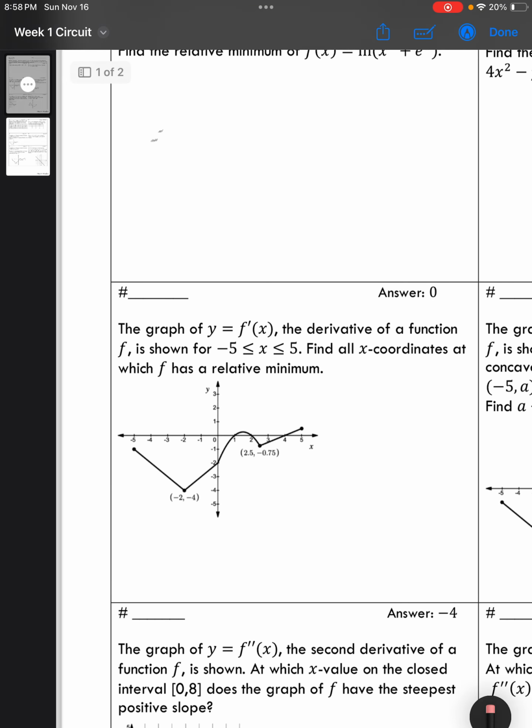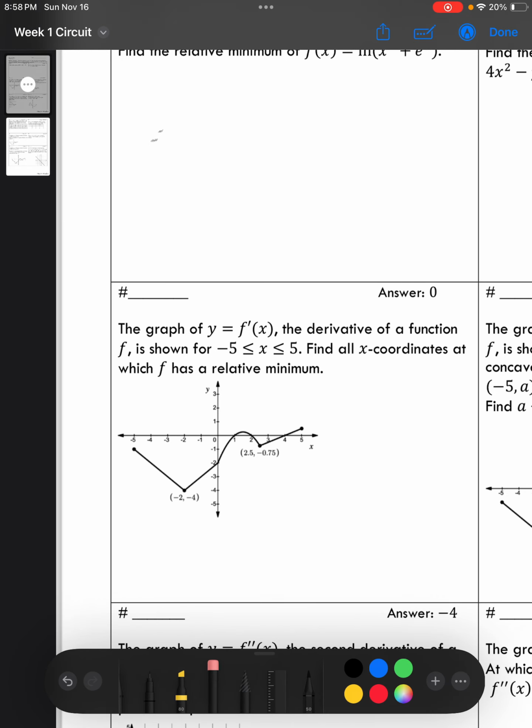Okay, so find all x coordinates where f has a relative minimum. This is the graph of f prime of x. So relative minimum means that the graph of f prime is going from negative to positive. So where in this graph is the y value going from negative to positive?